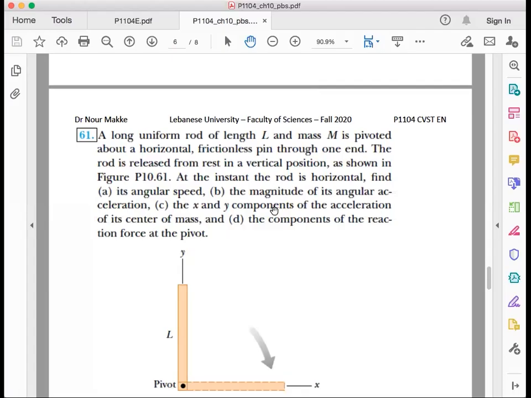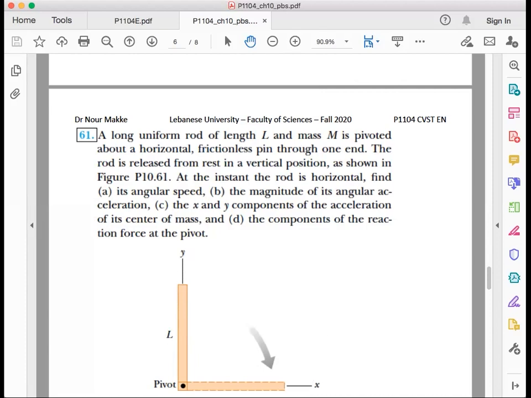Chapter 10, problem 61. A long uniform rod of length L and mass M is pivoted about a horizontal frictionless pin through one end, as you can see in the figure below. So here is the rod, and this is the pivot at one of its ends. The rod is released from rest in a vertical position, as you can see here. So it was along the y-axis, and then it was released from rest.